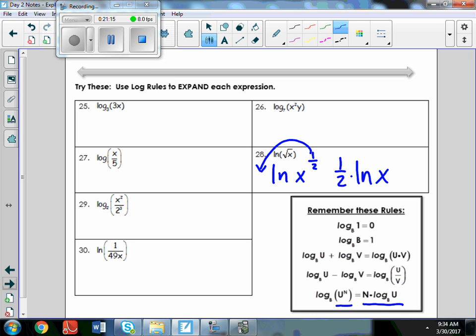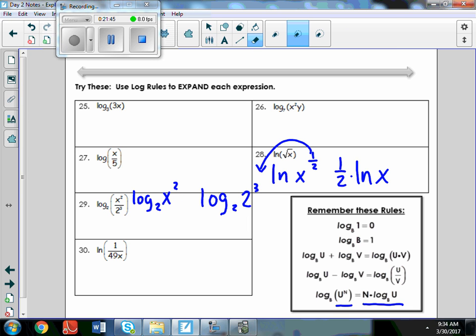This one, what would I do first? I always go for what's in the middle. I look at it, it says x squared divided by 2 to the third. So really, the very first thing you have to do is break apart the things that are divided. Is that 2 to the third? Sometimes, again, it's hard for me to see the numbers. Yes. Okay. So when I break apart the things that are divided, what goes in the middle is subtraction, right? I rewrite division as subtraction because I'm expanding.